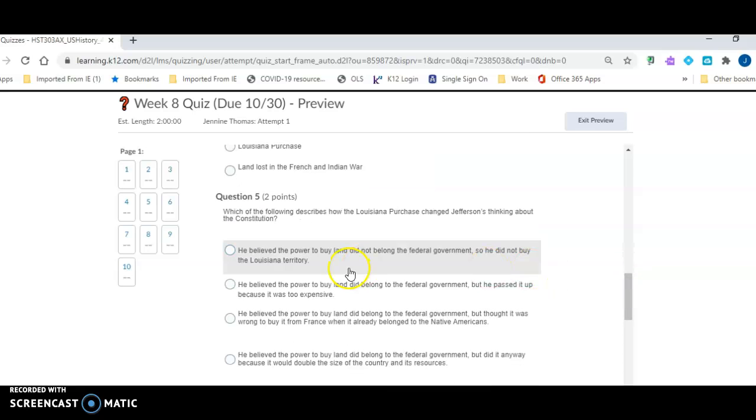Question number 5. Which of the following describes how the Louisiana Purchase changed Jefferson's thinking about the Constitution? He believed the power to buy land did not belong to the federal government, so he did not buy the Louisiana Territory. He believed the power to buy land did belong to the federal government, but he passed it up because it was too expensive. He believed the power to buy land did belong to the federal government, but thought it was wrong to buy it from France when it already belonged to the Native Americans.